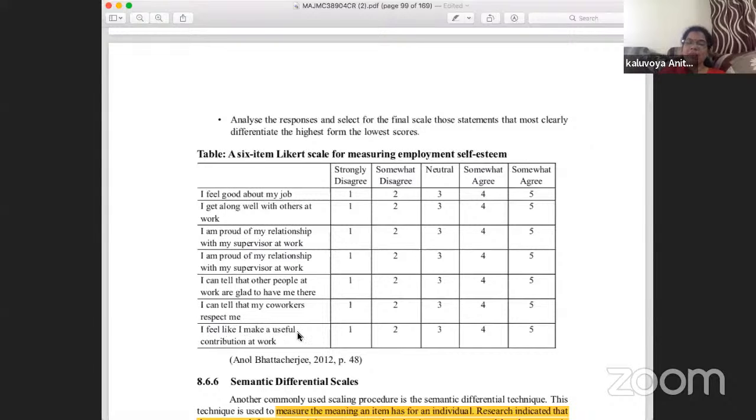I feel like I make a useful contribution at work. I can tell that my co-workers respect me. You can also give a negative statement of that: I don't expect any kind of respect in my office. Like that, you make statements, wording some in positive and some in negative. What you basically do here is take out some time, sit and work on the statements that you develop, and then you take the opinion of the people.